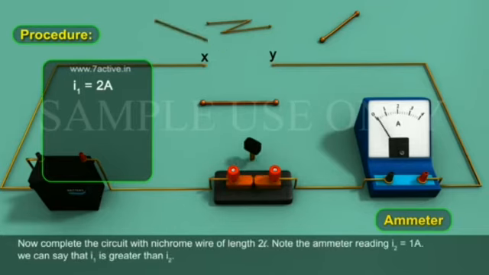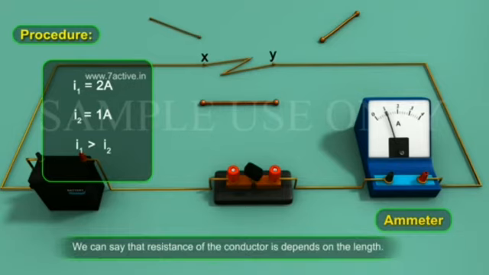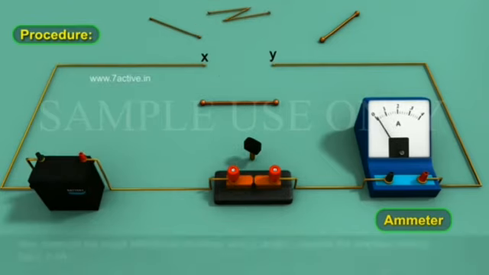Now complete the circuit with nichrome wire of length 2L. Note the ammeter reading I2, which is equal to 1 ampere. We say that I1 is greater than I2. We can say the resistance of the conductor depends upon the length.